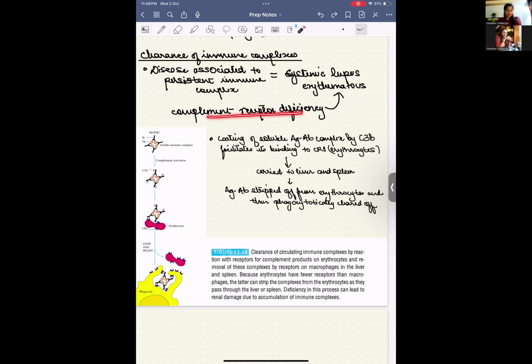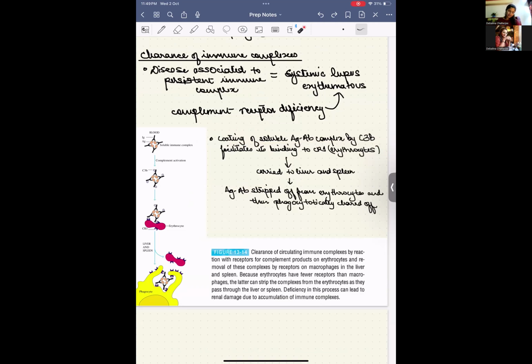So if complement receptors are deficient, this entire process is compromised. There might be the coating of soluble antigen antibody complexes by C3b, but because the receptor is deficient, the C3b is not able to bind either to the erythrocytes or to the phagocytes, and that's how the immune complexes persist in the system.